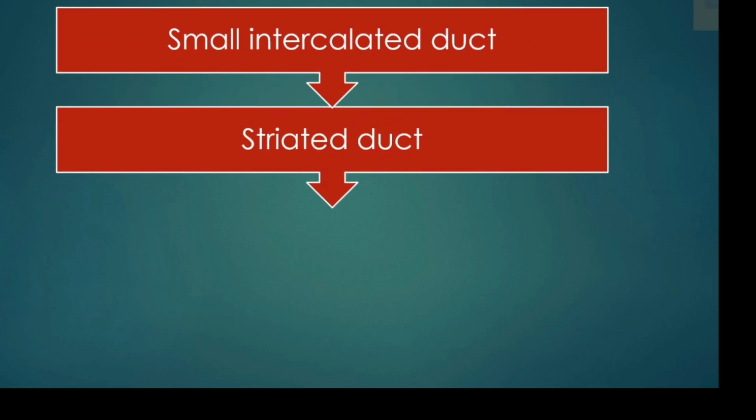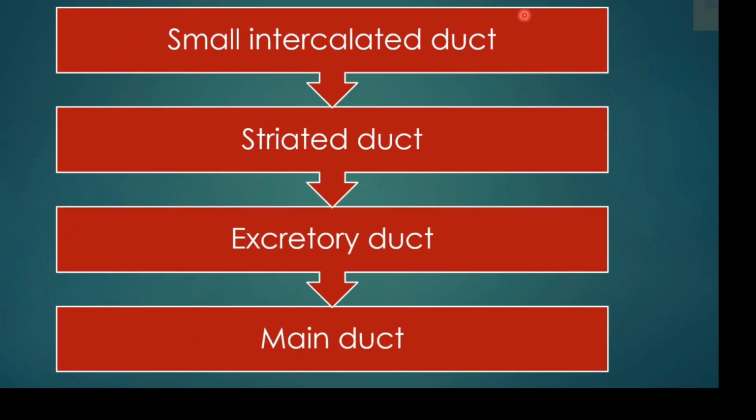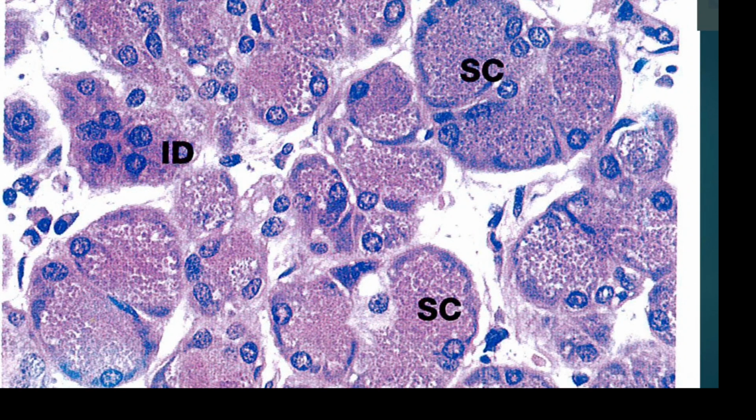So the duct system: the small intercalated duct leads to the striated duct, that leads to the excretory duct and then to the main duct. This is a beautiful diagram, an H&E stained section of purely serous glands. These are all the serous acini having a rounded, basally located nucleus and apical zymogen granules which stain with eosin. And this is the section of the intercalated duct. Here you can appreciate the rounded nucleus of the low cuboidal epithelial cells. All the others are the serous acini.